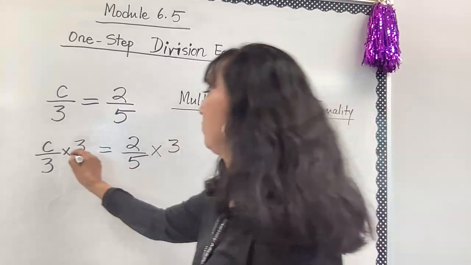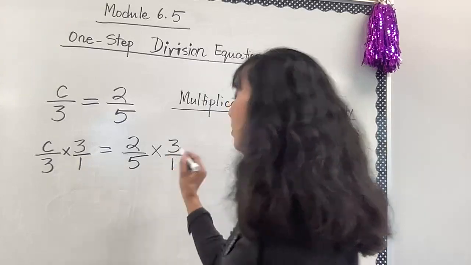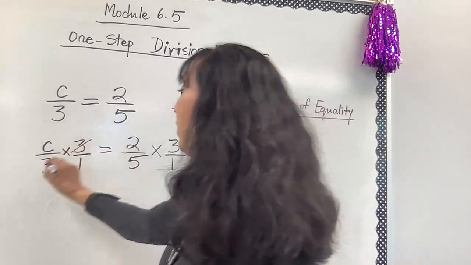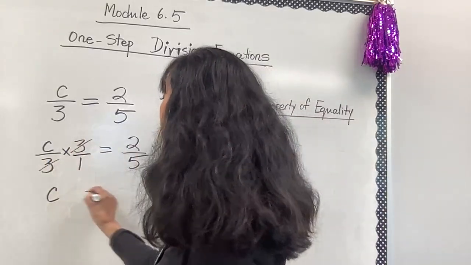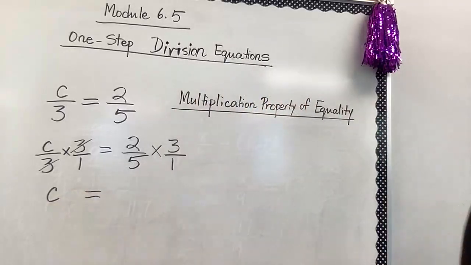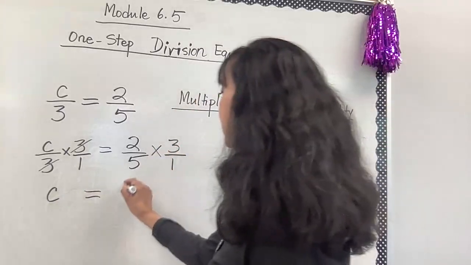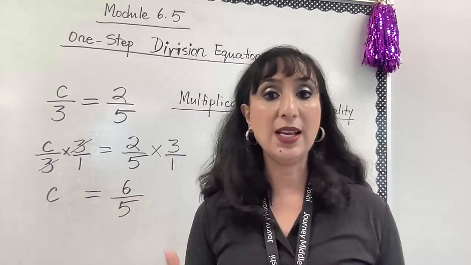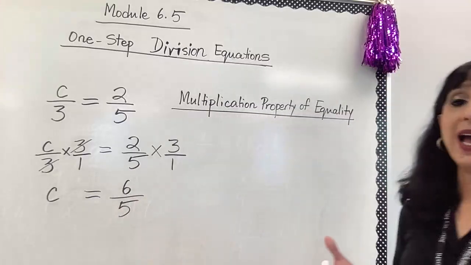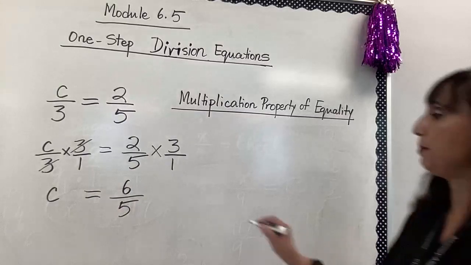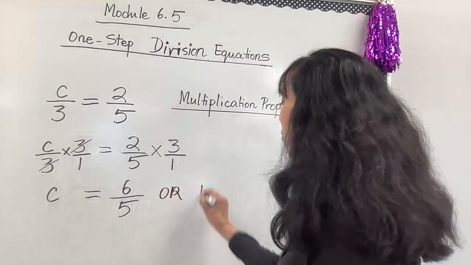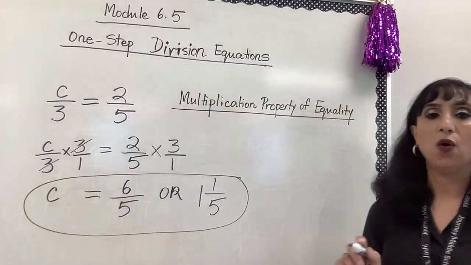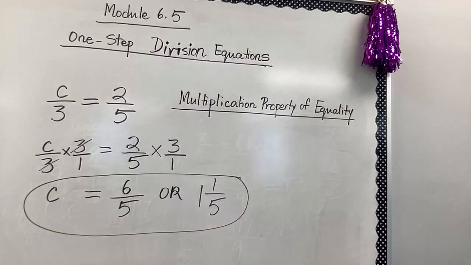Okay, and please remember that the whole number can be converted into a fraction by putting it over 1. And so 3 divided by 3 is 1. So I get c is equal to, what is 2 times 3? I get 6. 5 times 1 is 5. So I can write 6/5, or I can change it to a mixed number and write 1 and 1/5. So c is equal to 6/5 or 1 and 1/5.